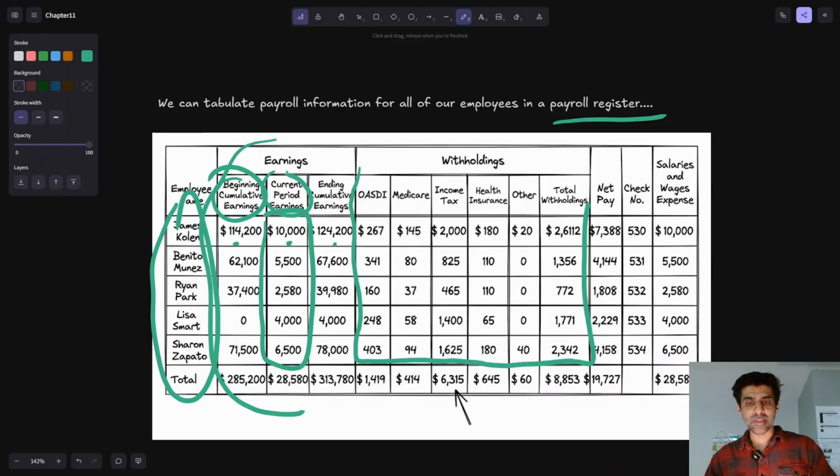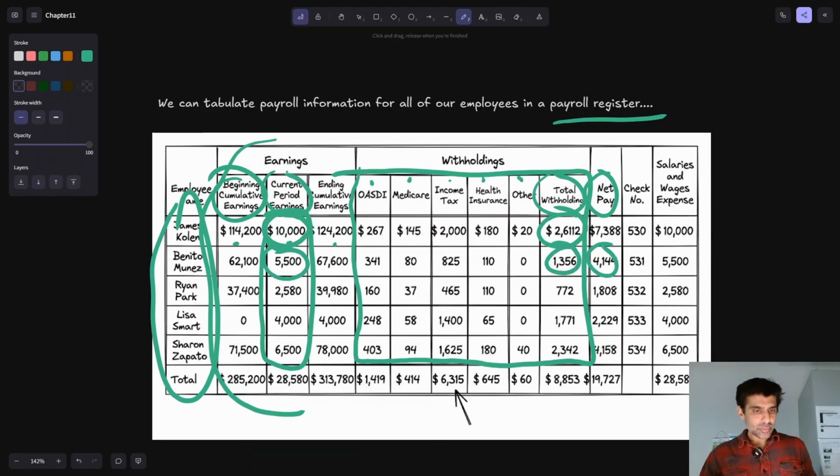We're going to do one of these, so don't worry. You're going to work with this. OASDI, Medicare, income tax, health insurance, other, and then you add it up to a total. And you can see here that their net pay, their take-home pay, is just equal to this minus this total withholding. And it's the same for all these people.